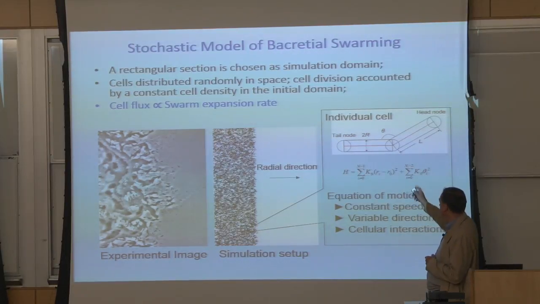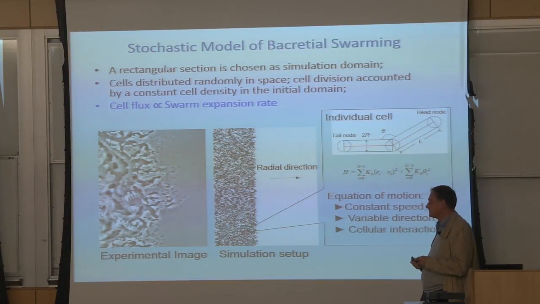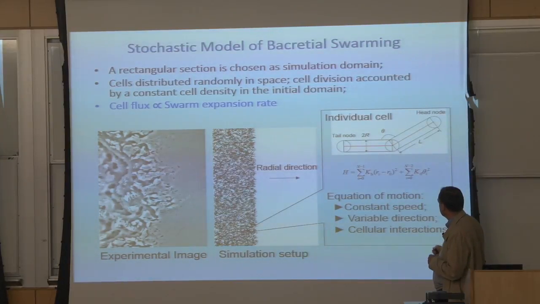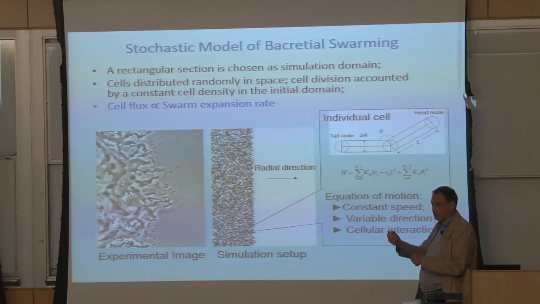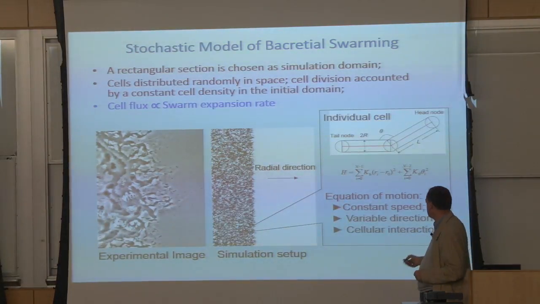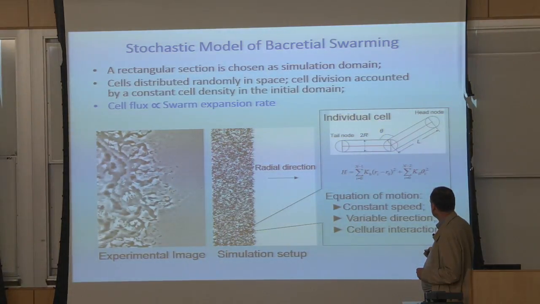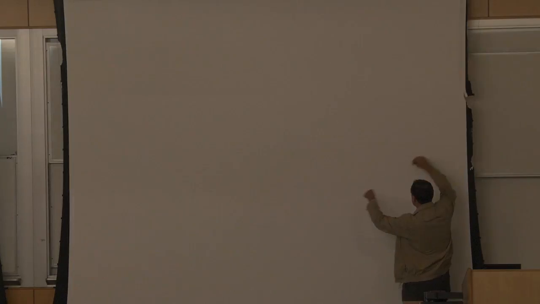Okay, so each bacteria in the model is represented by a certain number of nodes connected by springs. And this is a Hamiltonian describing the energy of the system. So bacteria can stretch and it can bend. And there is a stretching and bending energy. So this is the angle, right? And this is the stretching.